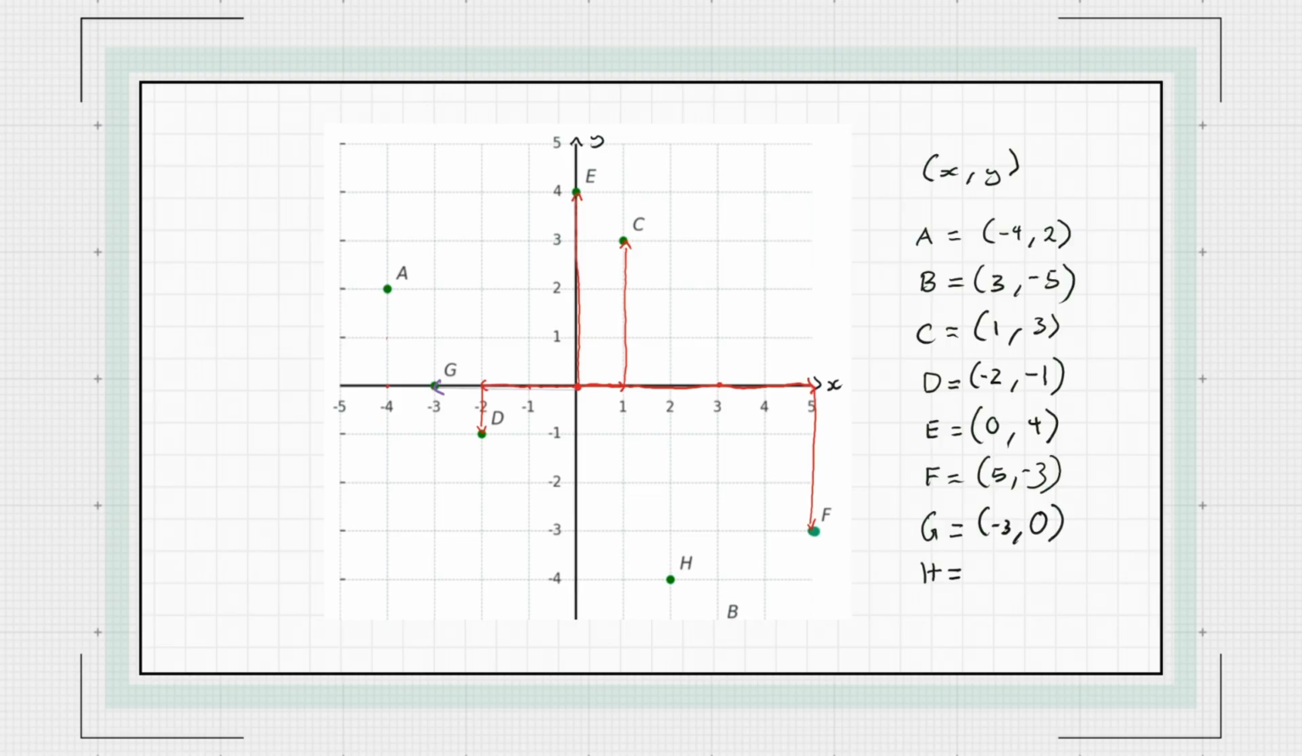Okay, finally H. For H, we have gone along the x-axis 1 and 2, and then we've gone down 1, 2, 3, and 4. So because we've gone across the x-axis 2, our x-coordinate is 2, and our y-coordinate is -4.